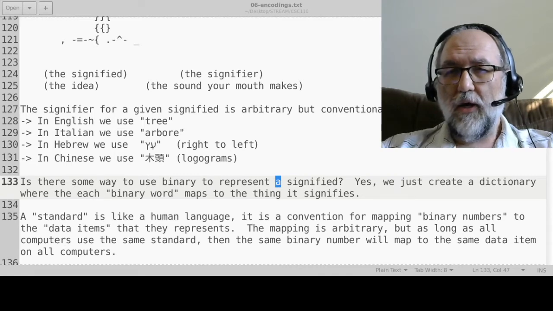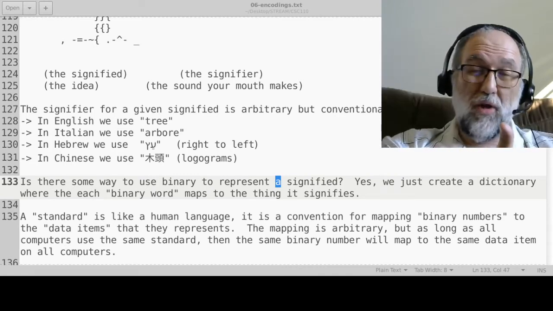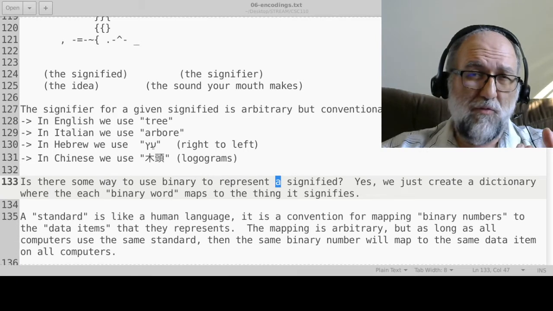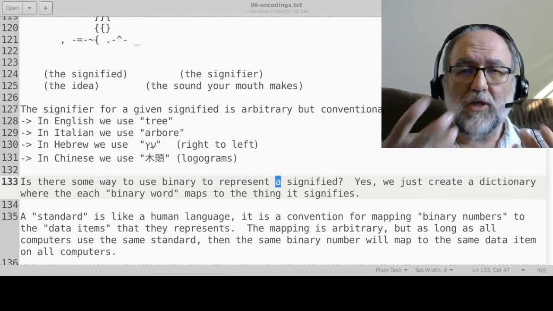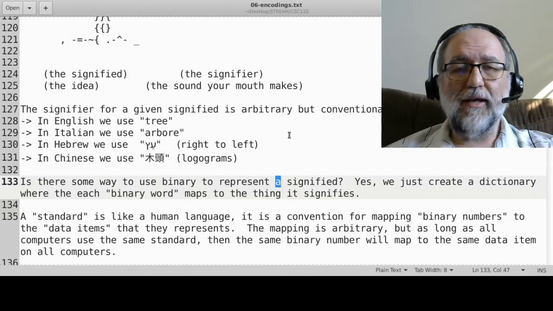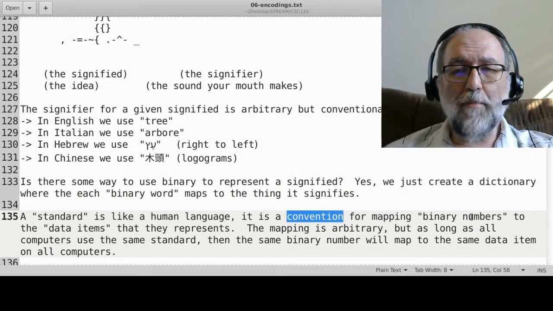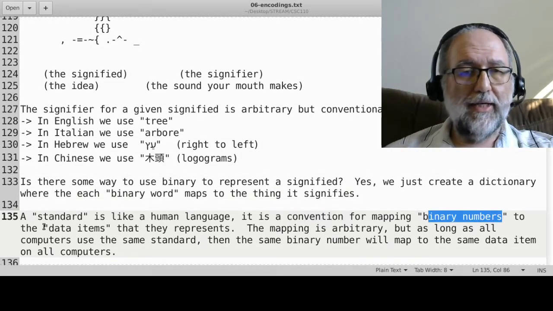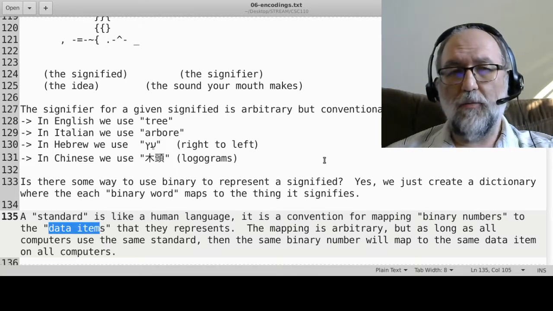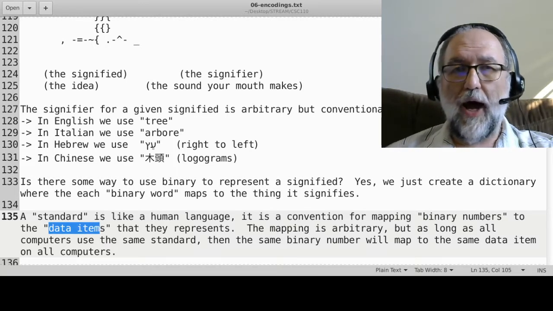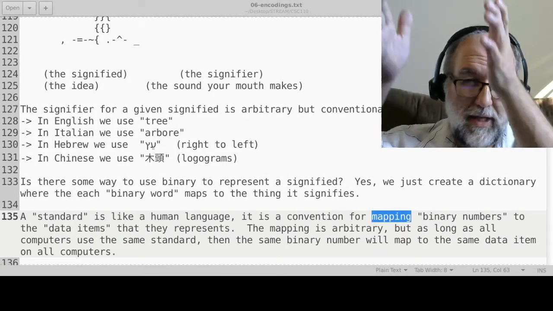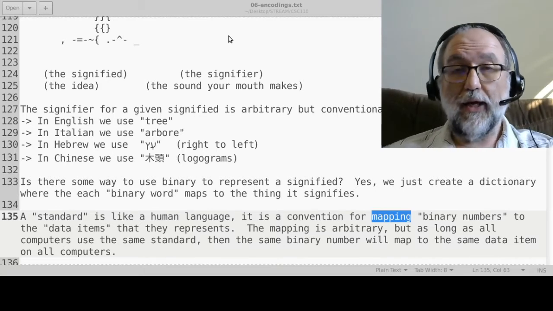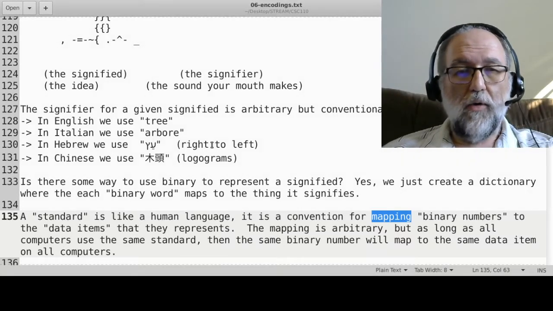Because what looks like an A on one computer won't look like an A on the other one, because the same sequence of ones and zeros would be interpreted differently. All right, so that's what a standard is. Basically, it's a convention for mapping binary numbers to the data items they represent. This mapping is basically the idea of a dictionary. In one column you've got the ones and zeros, and in the other column you've got the data items that they represent. Okay, so there you go.